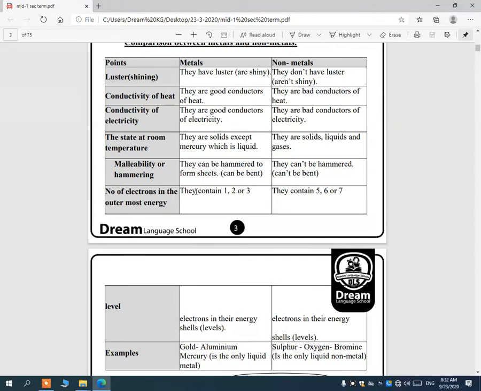The last point is the number of electrons in the outermost energy level. All the metals contain one or two or three electrons in the last energy level, which means they contain less than 4 electrons in the outermost energy level. The nonmetals contain 5 or 6 or 7 electrons in the outermost energy level. I mean that they contain more than 4 electrons in the outermost energy level.